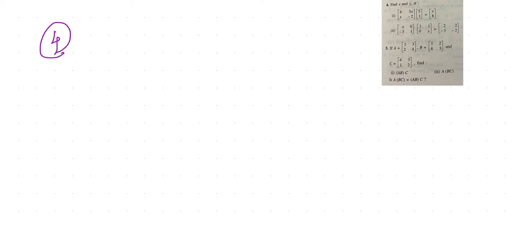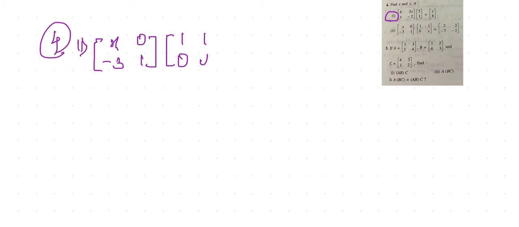We'll move on to question number 4, children. The question reads: find x and y if the conditions have been given. The first sub question looks easy, so you can take that as homework, and I'll do the second one. The second one goes like this: x, minus 3, 0, 1, 1, 0, 1, y, and this is equal to 2, minus 3, 2, minus 2.